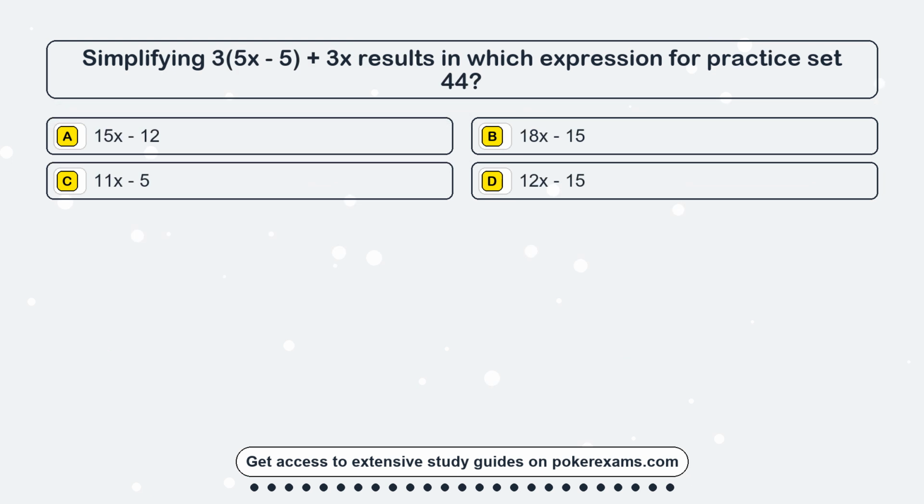Question 7. Simplifying 3(5x minus 5) plus 3x results in which expression for practice set 44? Option A 15x minus 12. Option B 18x minus 15. Option C 11x minus 5. Option D 12x minus 15.